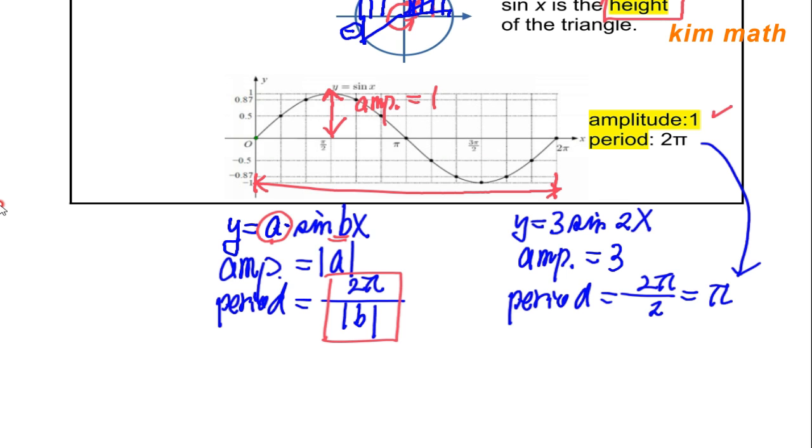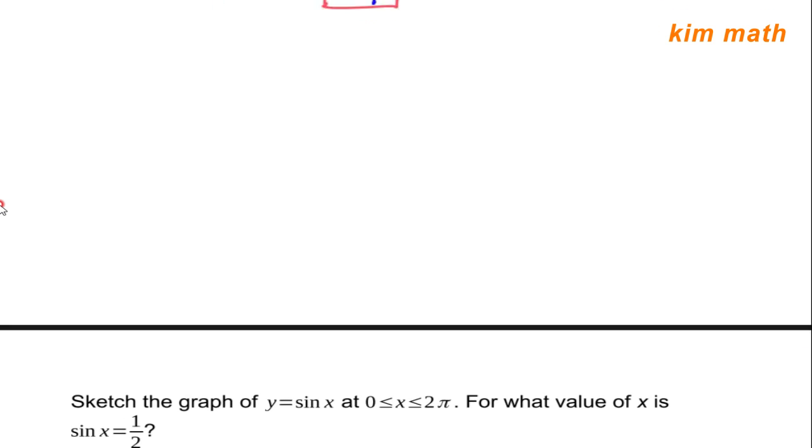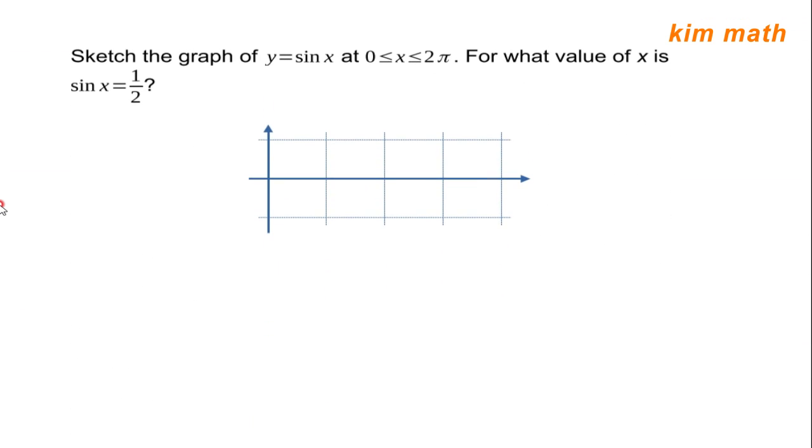Okay, now we will practice some problems. Sketch the graph of y equals sine of x from 0 to 2 pi. For what values of x is sine of x equal to 1/2? This is not the topic of solving trigonometric equations, but I hope by solving this one, everyone understands some relationship between graph and some value.